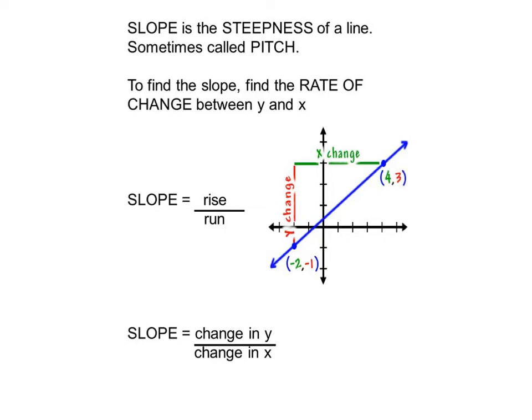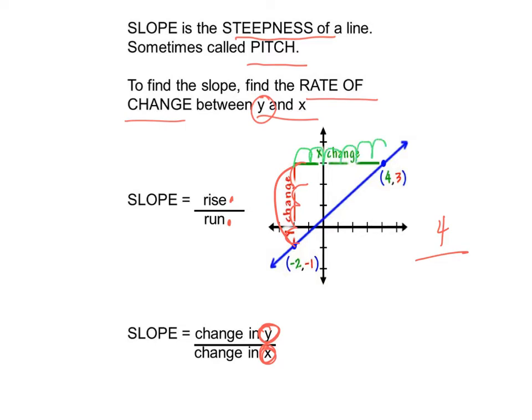All right. Slope is the steepness of a line, also called pitch, rate of change between y and x. Y is first because y is on top. Y is your numerator. So slope is your rise over your run. Slope is also the change in y over your change in x. So looking at this, your slope is your y change. In this instance, it is up 1, 2, 3, 4 over your x change, 2, 3, 4, 5, 6. You reduce it, it's 2/3.